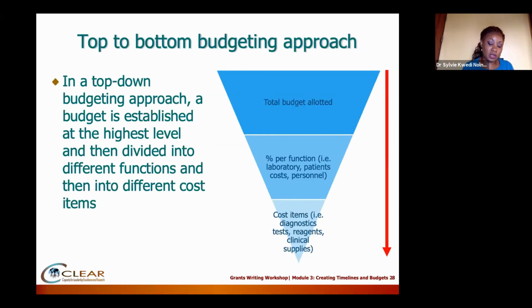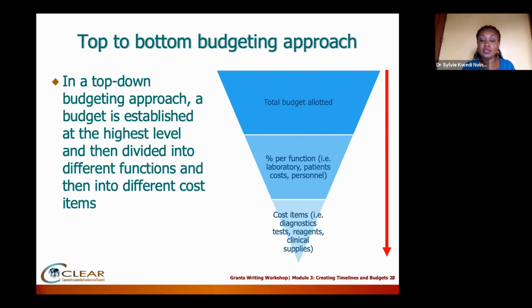All right, so I want to talk a little bit about 2 different types of budgeting. There's top to bottom and bottom to top. I'll start with top to bottom. Top to bottom basically means that you start with your overall amount. Let's say that the grant asks for a budget of 1 million US dollars. So you start with that 1 million and then you allocate per function.